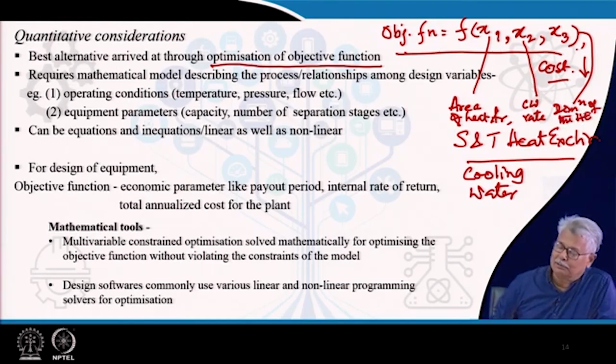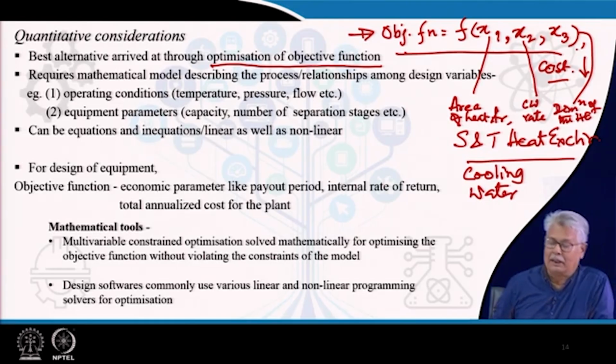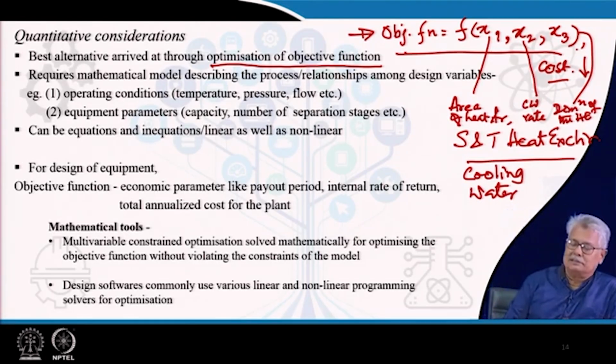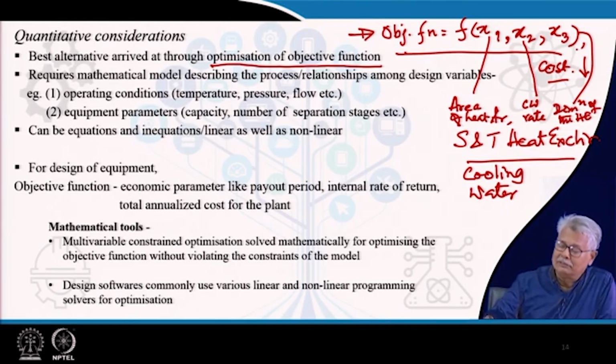So what I am talking about right now is we are required to frame up an objective function in terms of the parameters of design. This is the first step in quantitative consideration. And the mathematical optimization we do for this objective function will be giving us the values of x1, x2 and x3, which are the optimum values, which correspond to, if this be a cost value, the minimum cost of my exchanger.